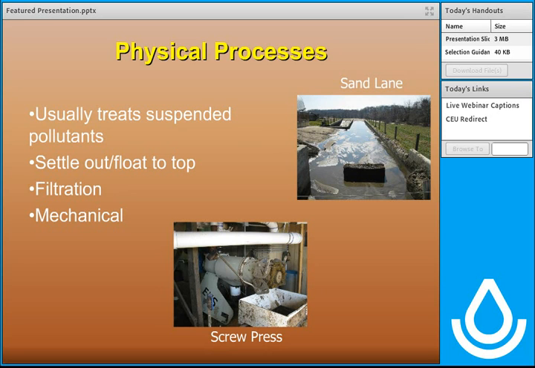In the second photo, we see a screw press, and it removes a significant portion of the water from the waste stream. The solids can then be used for bedding, composted, or come up with other uses.